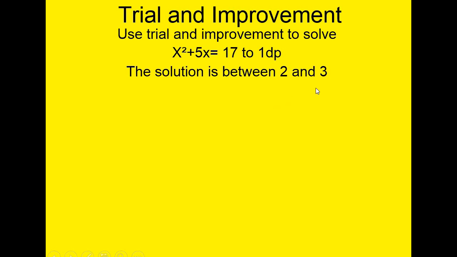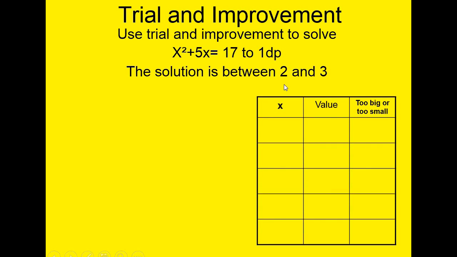Okay, now normally you're told how accurate you want the answer, so we want it to 1 decimal place. We're also told we want a solution between 2 and 3. So when we're told we want a solution between 2 and 3, we generally go halfway and we will go for 2.5. And then you're going to be trying 2.5 squared, add 5 times 2.5, and we want to see how close or if we're too big or too small compared to that answer. And in fact, it is too big.